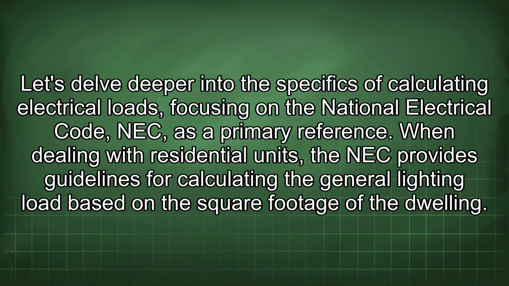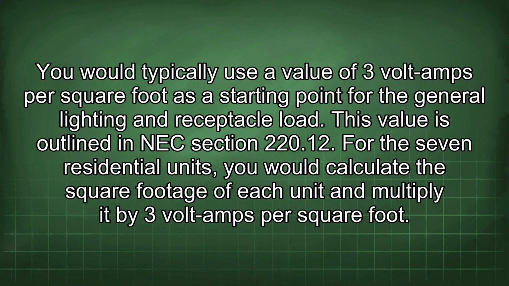Let's delve deeper into the specifics of calculating electrical loads, focusing on the National Electrical Code (NEC) as a primary reference. When dealing with residential units, the NEC provides guidelines for calculating the general lighting load based on the square footage of the dwelling. You would typically use a value of 3 volt-amps per square foot as a starting point for the general lighting and receptacle load. This value is outlined in NEC section 220.12.